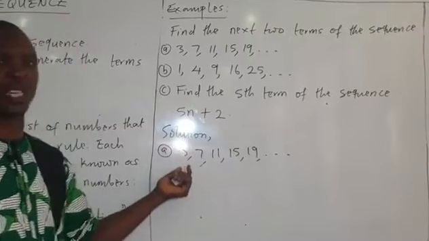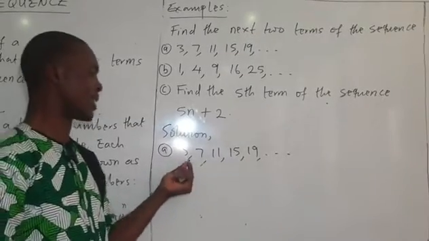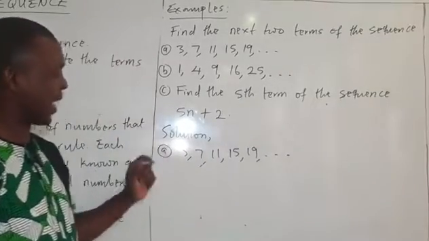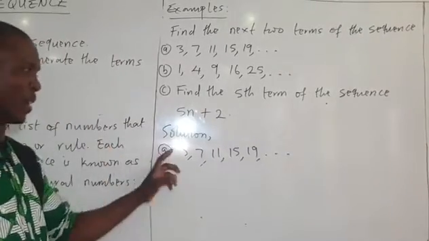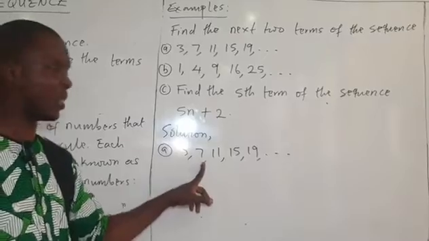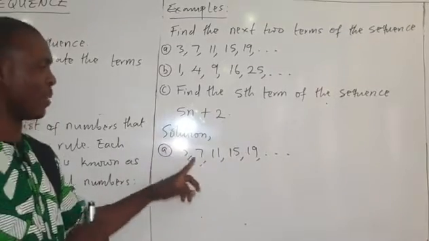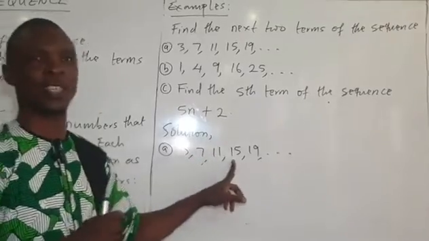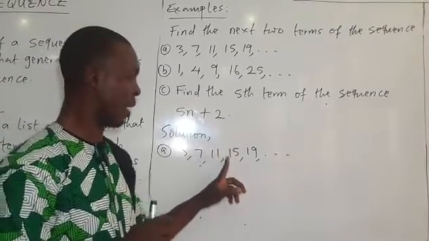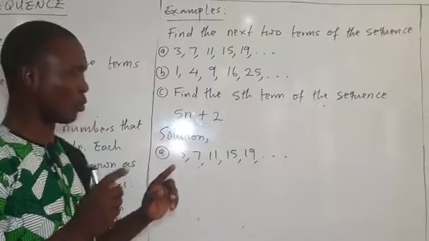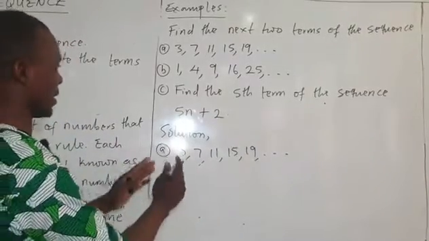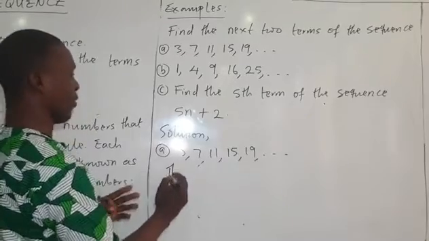If you check the first term here, we have 3, the second term is 7, the third term is 11. We can observe that we add a certain number to the first term to get the second term, then add a certain number to the second term to get the third term, and to the third term to get the fourth term. To know that, we look for the numbers, which will give us the rule.